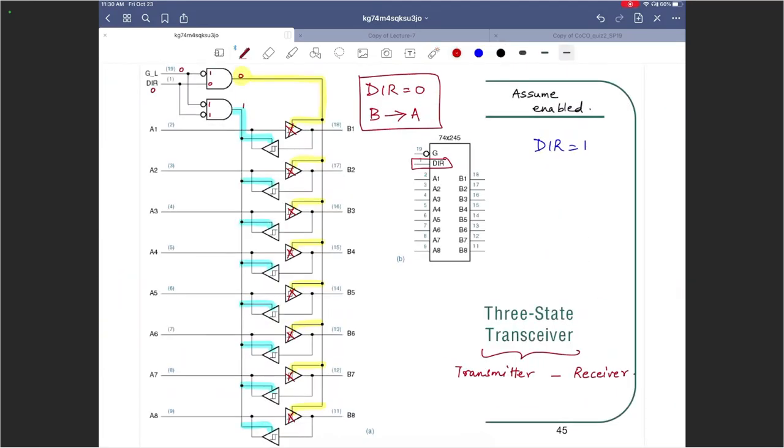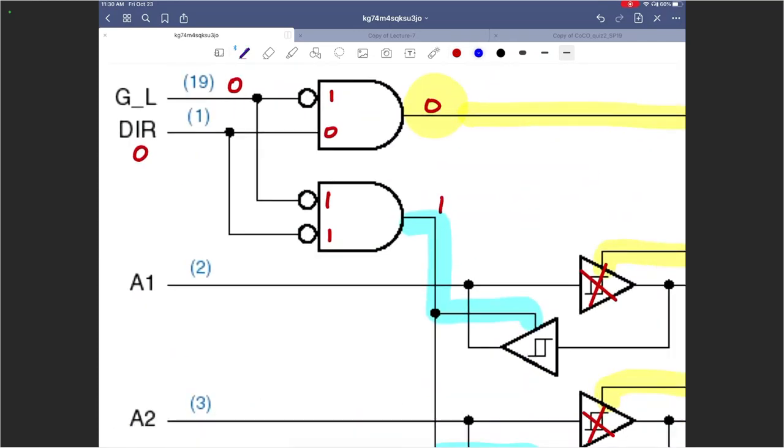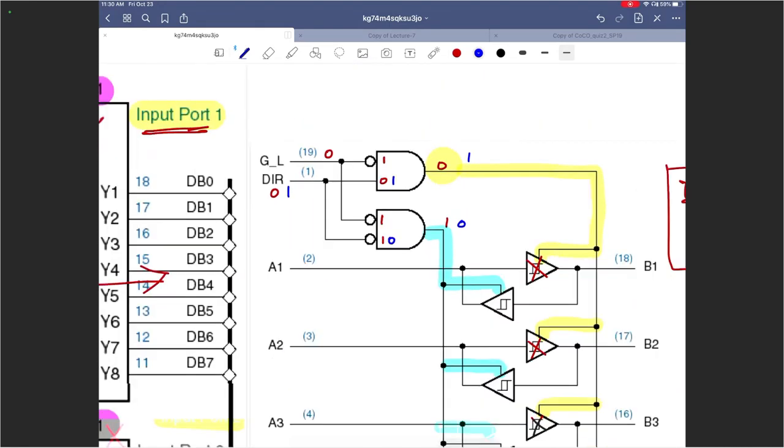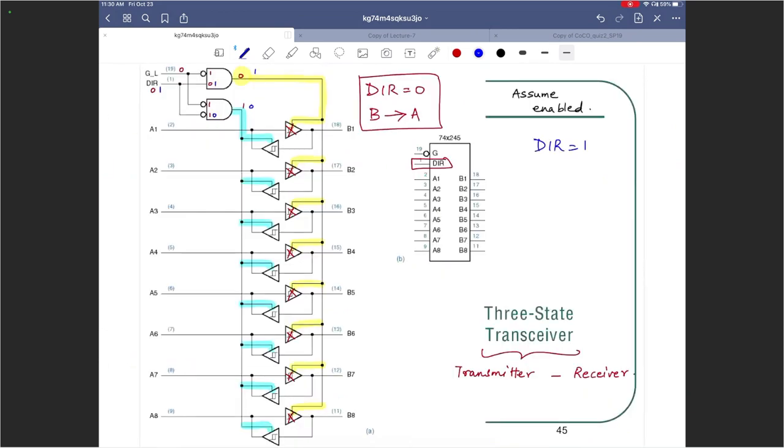Direction equals 1. So when direction equals 1, let me do that in blue here. It is still enabled, so G underscore L is still 0. But what you have here is this guy becomes a 1 there. So this guy becomes a 1 here. And because of this, this guy changes to a 0. So you see what happened? Everything got reversed, right? So all the tri-state buffers that were active now are inactive and vice versa.